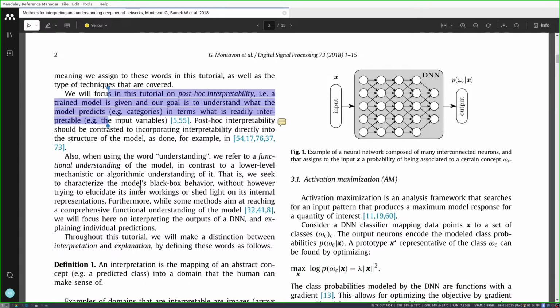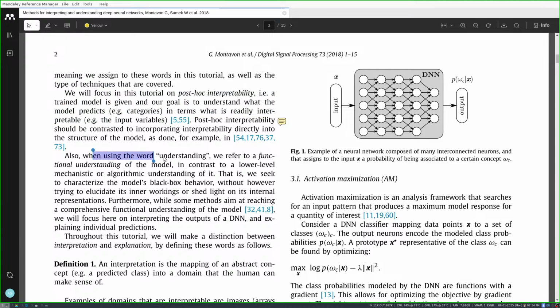Also, when using the word understanding, we refer to the functional understanding of the model, in contrast to a mechanistic or algorithmic understanding of it. That is, we seek to characterize the model's black-box behavior without, however, trying to elucidate its inner workings or shed light on its internal representation. Furthermore, while some methods aim at reaching a comprehensive functional understanding of the model, we will focus here on interpreting the output of a deep neural network and explaining individual predictions. So the tutorial will make a distinction between interpretation and explanation.